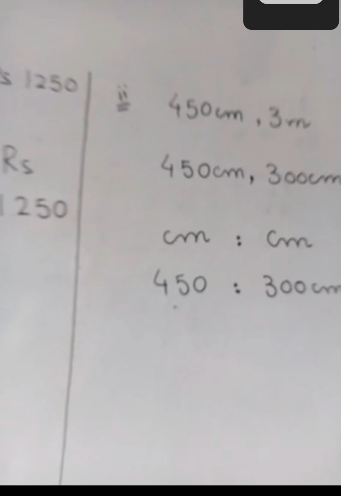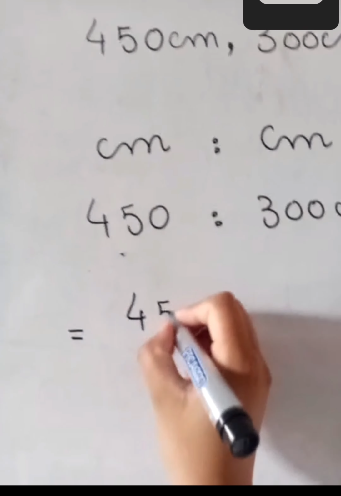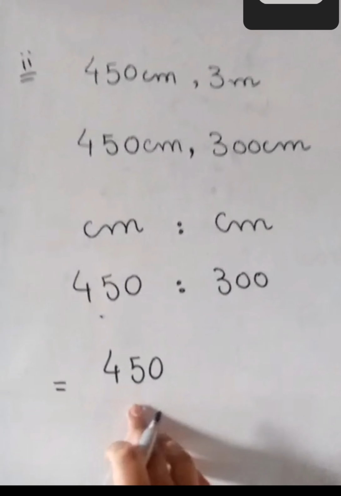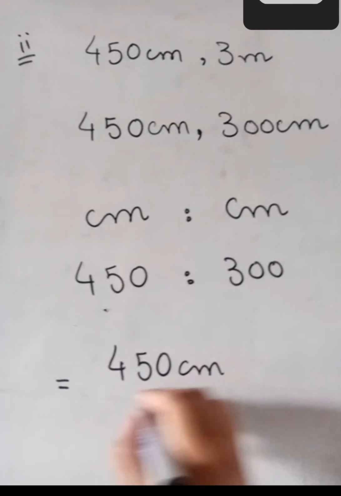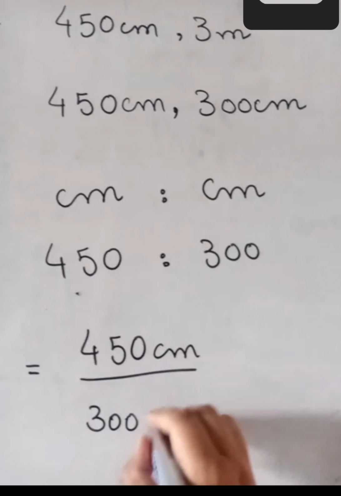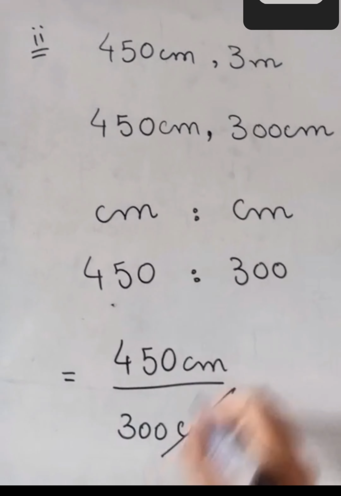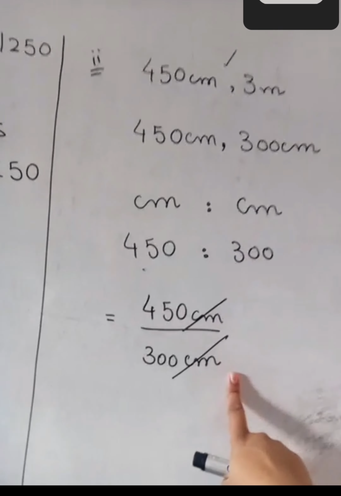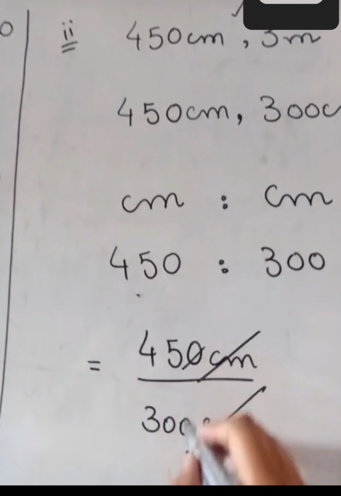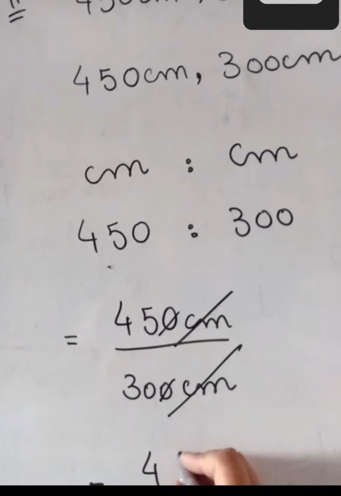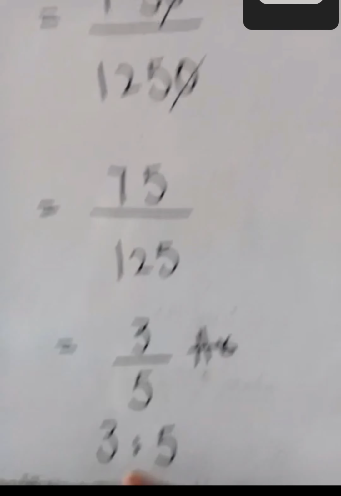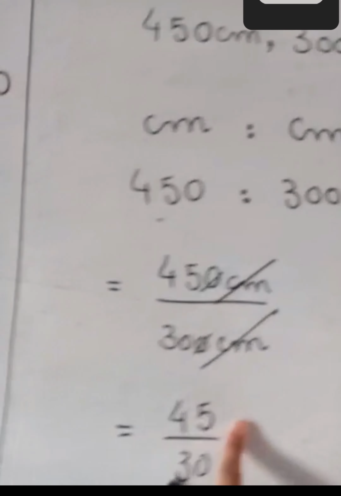Okay, done. Now they were saying write them in fraction form. Writing in fraction form, you will write 450 centimeter divided by 300 centimeter. Now check, this centimeter will be cancelled out by this centimeter if we write it in the fraction form. Similarly, this 0 will be cancelled out by this 0. What is left? 45 divided by 30. They are unitless. That's why this answer was already in unitless form.